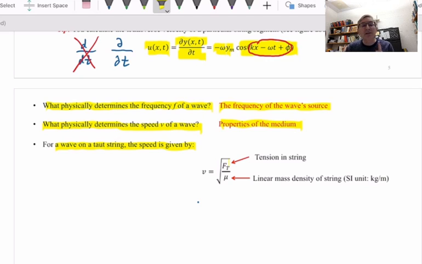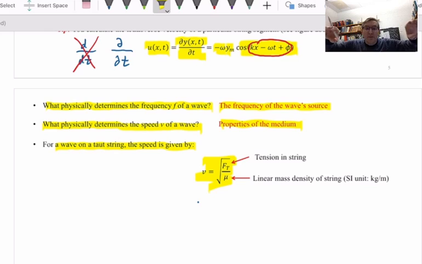But I want to emphasize that this formula for the speed of a wave on a string depends on properties of the string. And the formula is right here. The speed v of a wave on a string is the square root of the tension in the string, which I label F sub t, over the linear mass density, or mass per unit length, in kilograms per meter, mu. Two properties: tension of the string and its linear mass density, or mass per unit length. Those are both properties of the string, the medium.